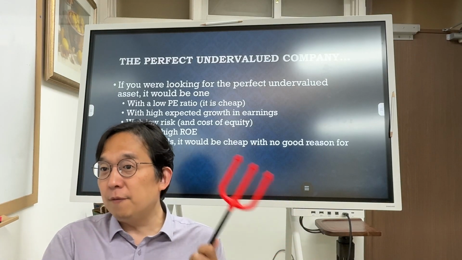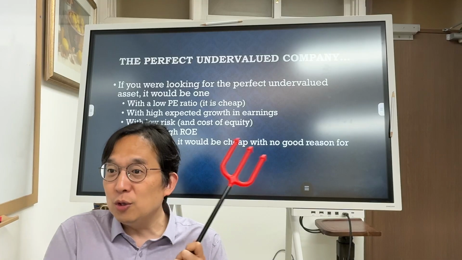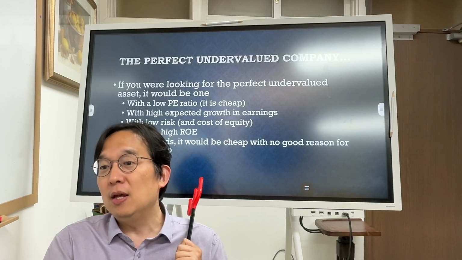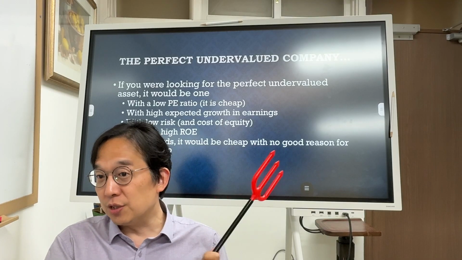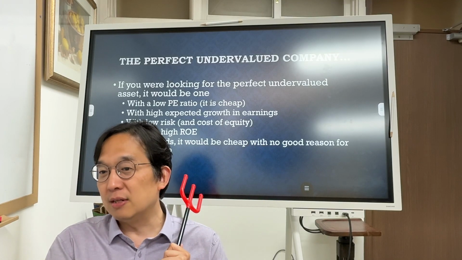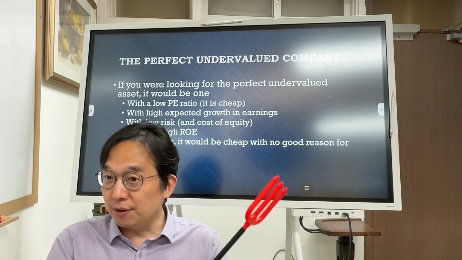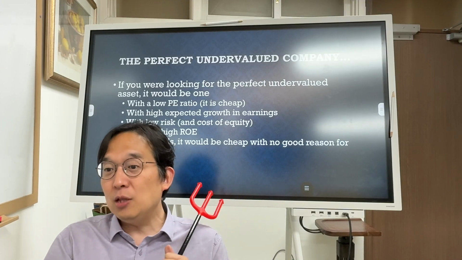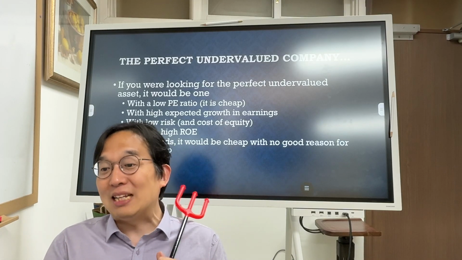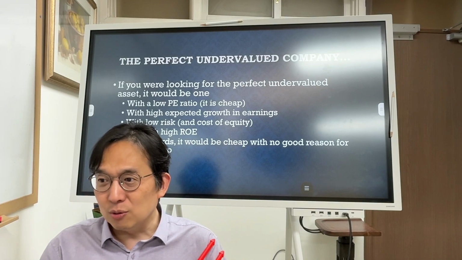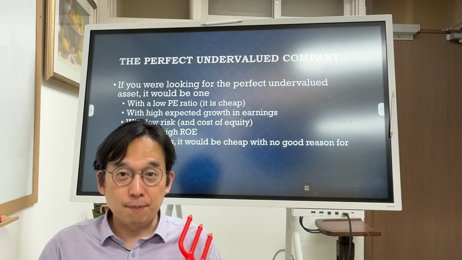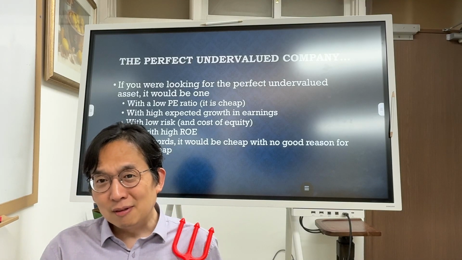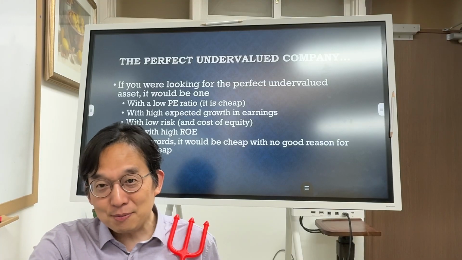The perfectly undervalued company you wish to find. If you were looking for the perfect undervalued asset, well, you wish to see it would be with a low PE ratio, which is cheap, and then with high expected growth in earnings, and with low risk and cost of equity, and with high ROE. In other words, it would be cheap without any good reason for being cheap, okay? Then you have to ask yourself, is that possible?